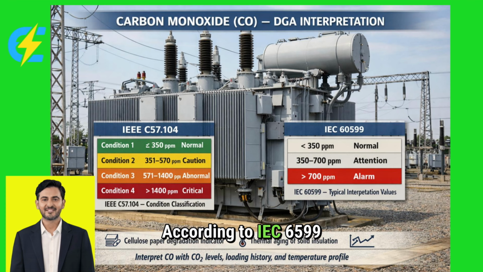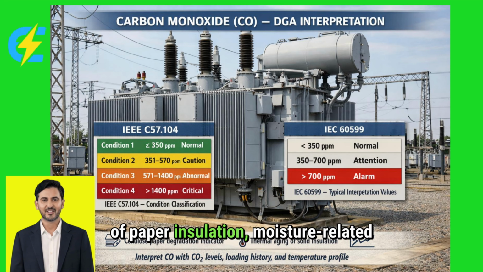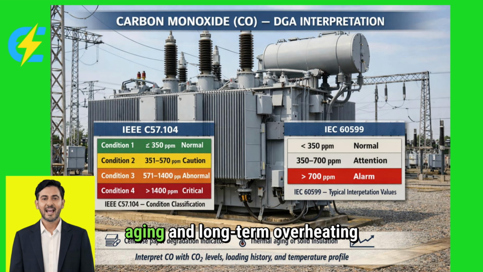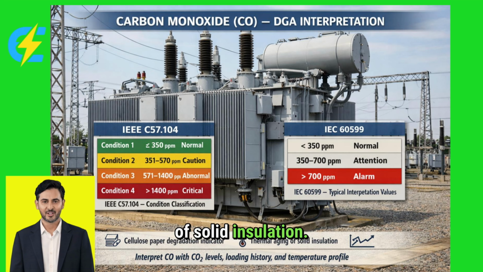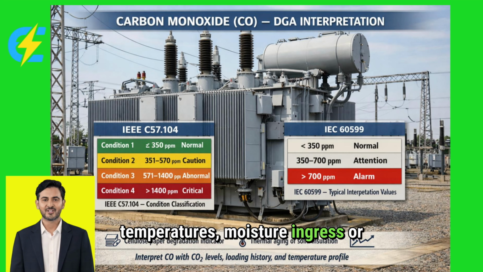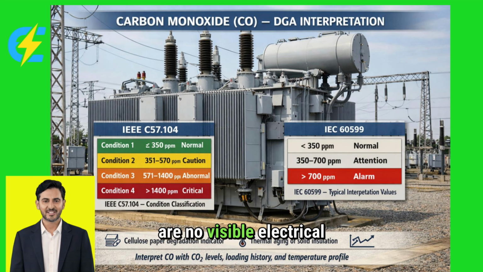According to IEC 60599 and IEEE C57.104, carbon monoxide is generated mainly due to thermal degradation of paper insulation, moisture-related aging, and long-term overheating of solid insulation. Think of it as a silent aging indicator. It forms due to natural aging processes, elevated temperatures, moisture ingress or oxidation, even when there are no visible electrical faults happening inside your transformer.